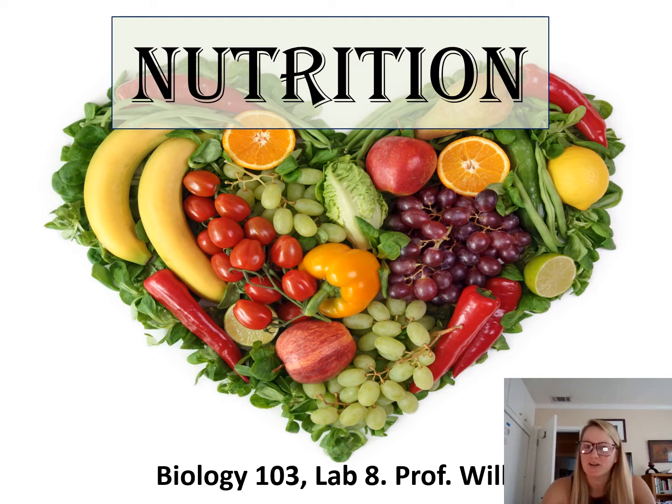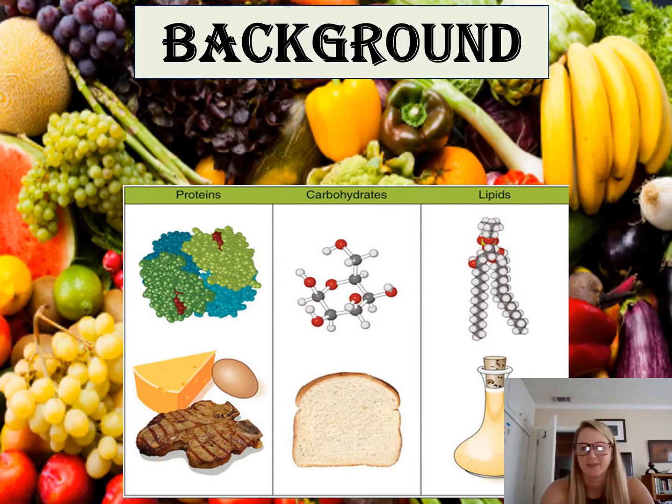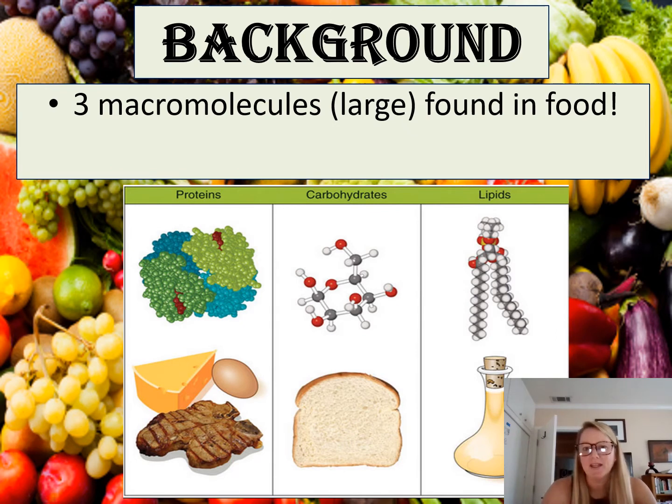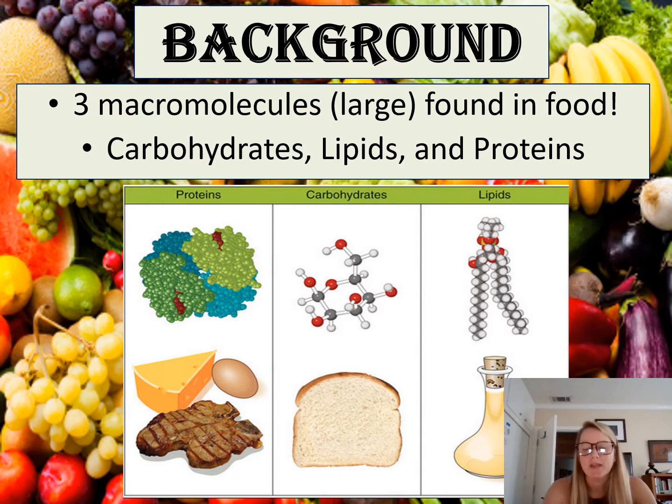Let's go ahead and get started talking about what is expected in this nutrition lab. In all the food products that we eat, there are three large macromolecules that can be found in the food. Those three macromolecules are the carbohydrates, the lipids, and the proteins. Each of them looks a little bit different from the next, and they also have a different function. So we're going to go through some of the basic structure items of each of these, and then talk about what their function is in the human body.